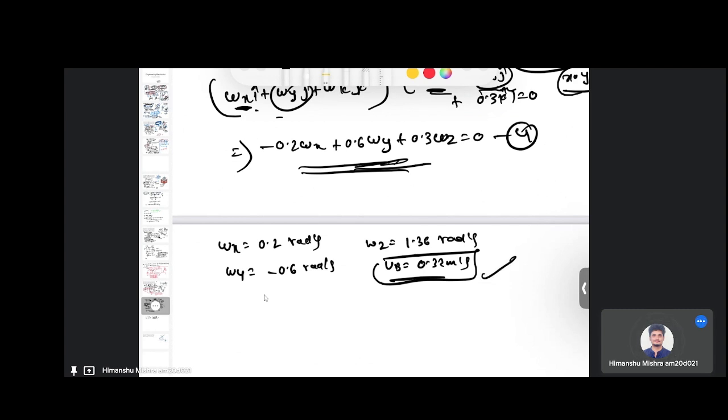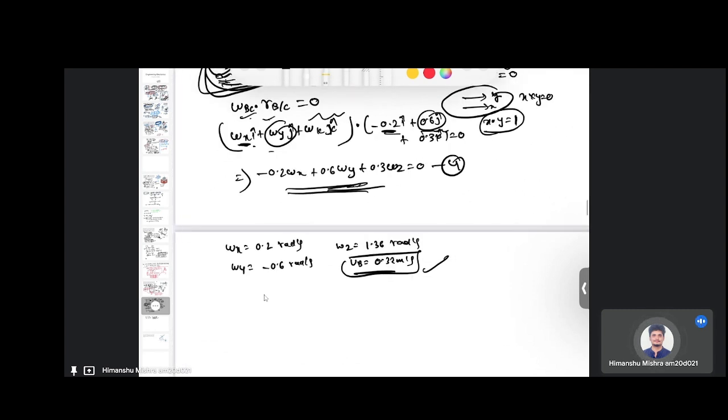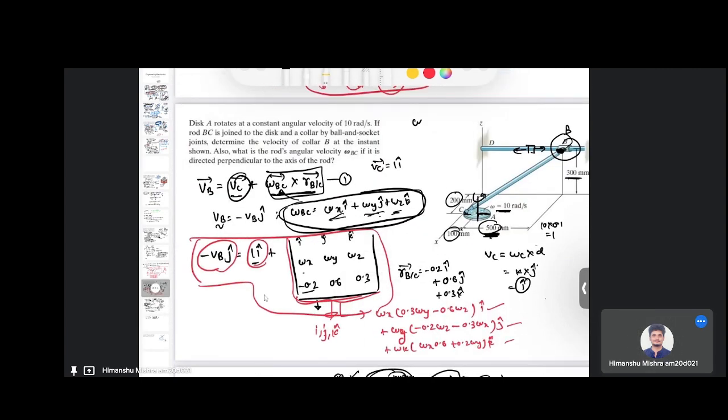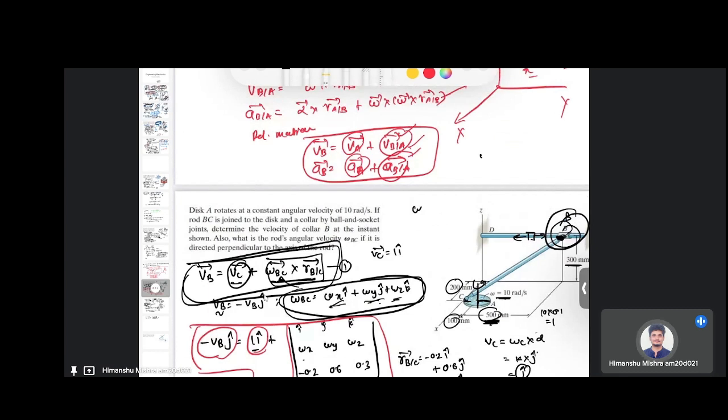So this is a bit of a tricky problem. Just to recap, we need to find the velocity of this socket at point B, and we use this relative velocity formula, because in the previous class we saw that if we are given the velocity of one point, then we can calculate the velocity and acceleration of another point by using this relative velocity expression. So we are given the velocity of point C here, and we need to find the velocity of point B.